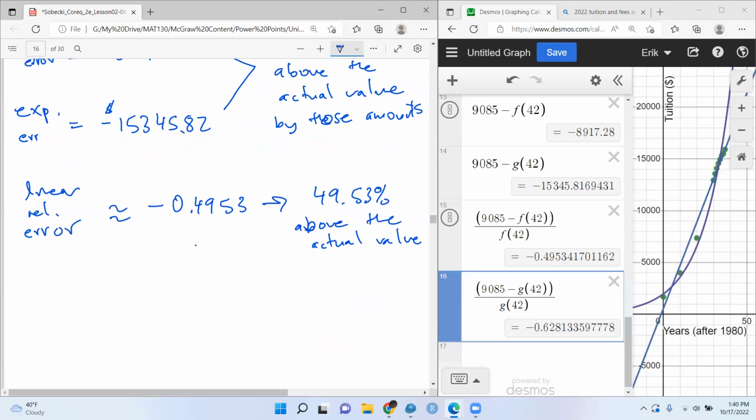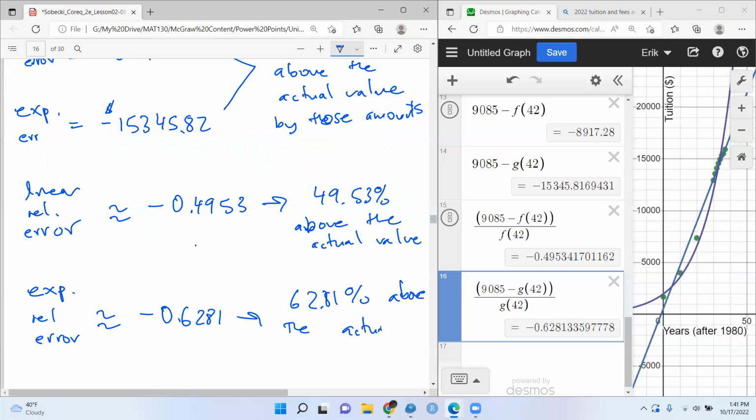And then the exponential relative error is approximately equal to negative 0.6281. In other words, 62.81% above the actual value. So this is a nice way to see that our R values were correct, that the linear model is slightly better, although they're both pretty awful.